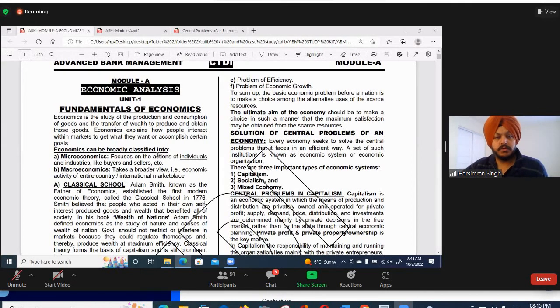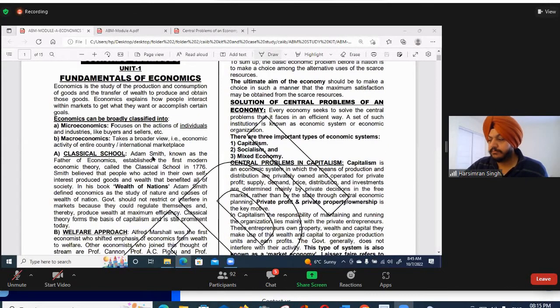Now, fundamentals of economics. What is economics? How do you plan your budget? You earn 1 lakh, you spend 70,000, where you want to spend, how much you want to save, it's all economics. Then you get one question from here. Everyone, please mute your mics.